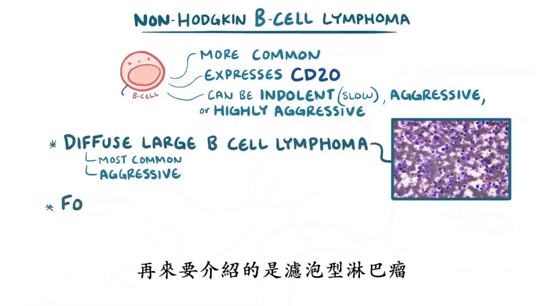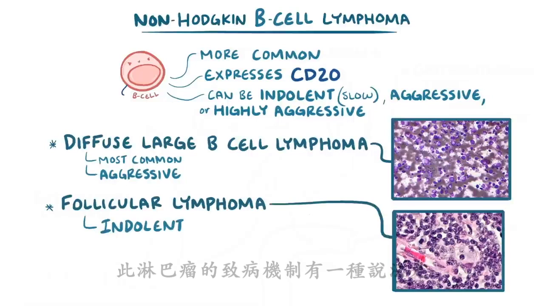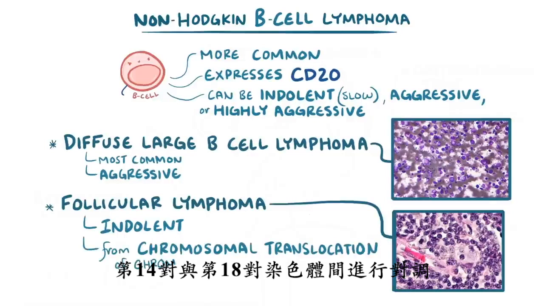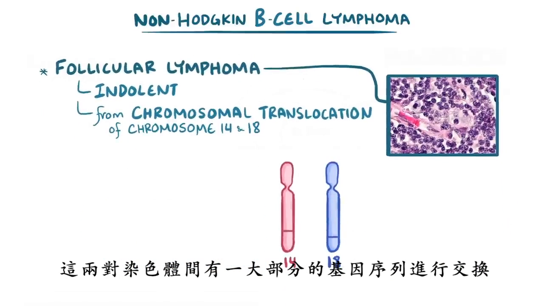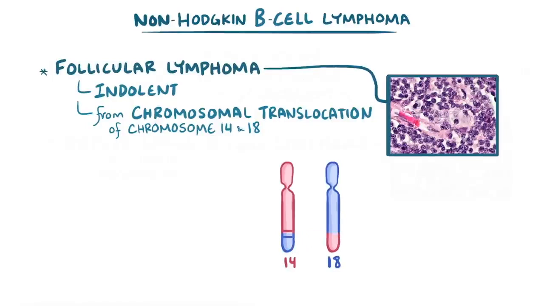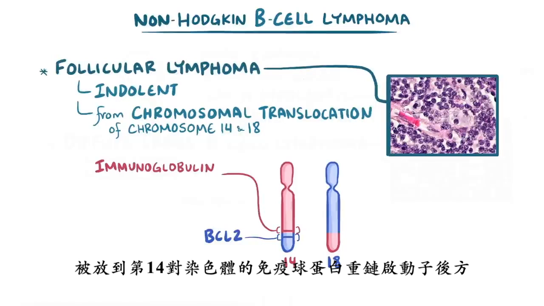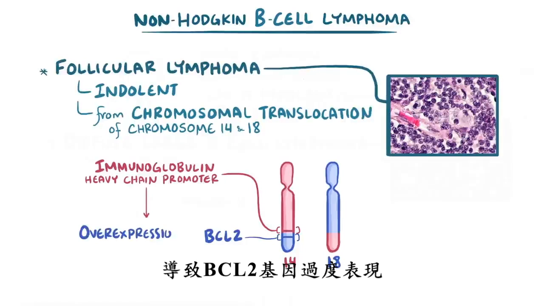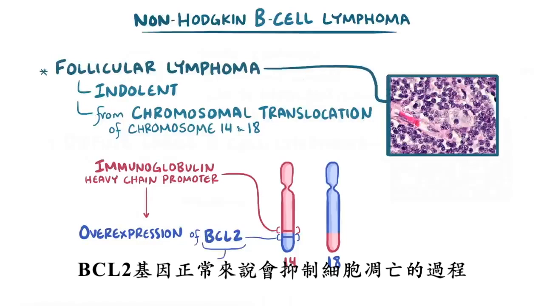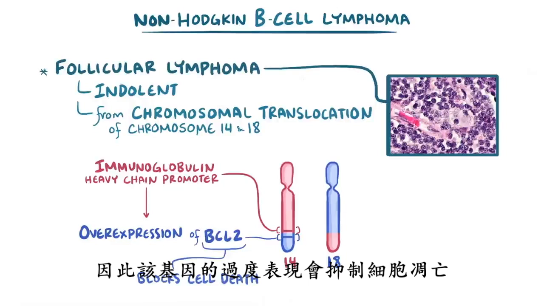A second type of B cell lymphoma is a follicular lymphoma, and this one's an indolent lymphoma. One known mechanism for how a follicular lymphoma develops is a chromosomal translocation between chromosome 14 and chromosome 18. In the translocation, the two chromosomes swap large pieces of chromosome with each other. As a result, the BCL2 gene from chromosome 18 is placed after the immunoglobulin heavy chain promoter on chromosome 14. And that results in overexpression of BCL2. BCL2 normally blocks cell death, or apoptosis, so overexpression of the BCL2 gene prevents the cell from dying.